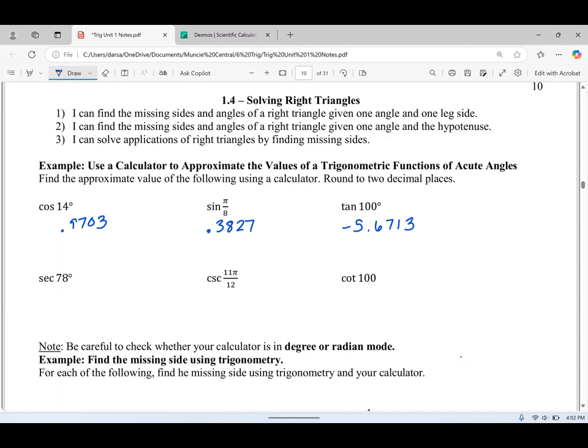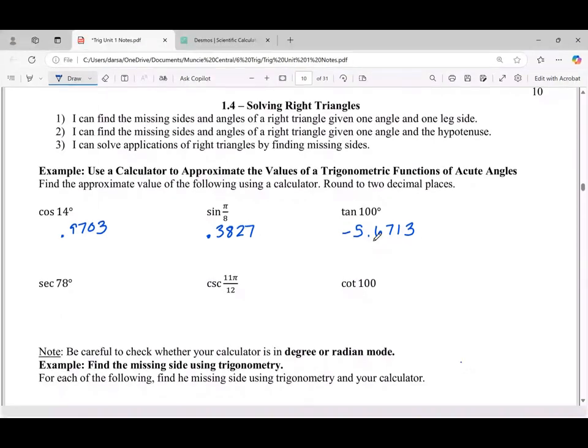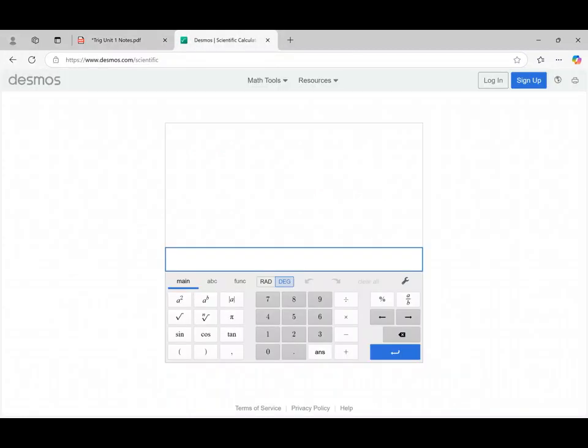And that is how you use a calculator to find sine, cosine, or tangent of an angle. To use Desmos Scientific Calculator to do the same calculations, what you're going to want to do is go to desmos.com/scientific. Now you're going to notice a couple of things. Notice here at the top, you can click on either doing things in radian mode or in degree mode. Since our first problem was in degrees, we're going to leave that there.